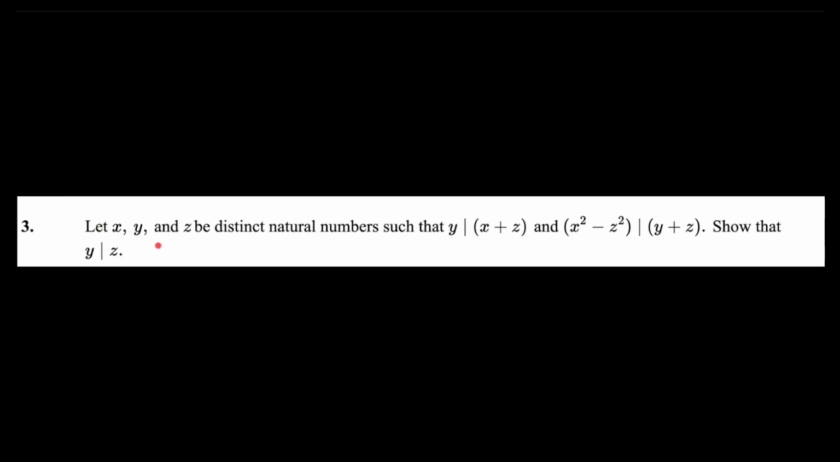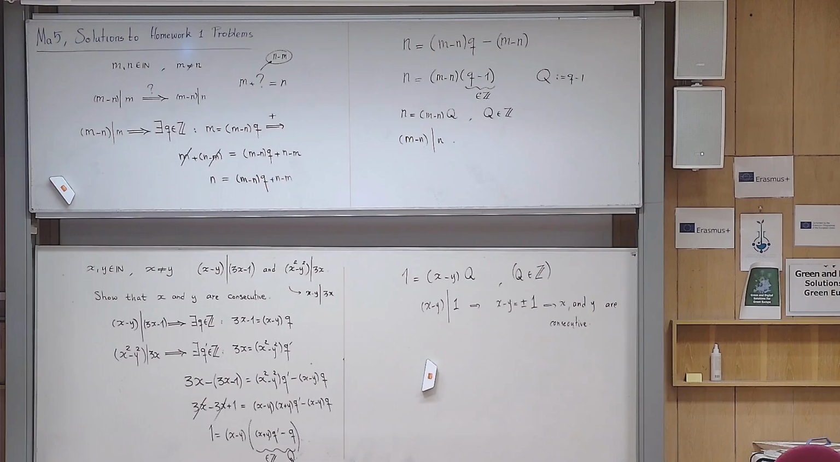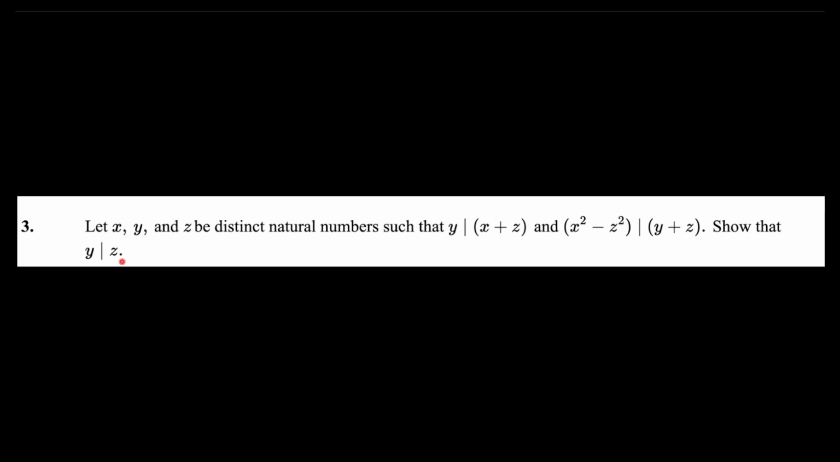So let us read this first. Let x, y, and z be distinct natural numbers such that y divides x plus z, and x squared minus z squared divides y plus z. Show that y divides z. Okay, I think in principle, now that your memory is completely fresh about what we have done, you should be able to solve this problem yourself. Because more or less, I want to wait for you, okay? A little bit longer to see if you really can solve this problem.